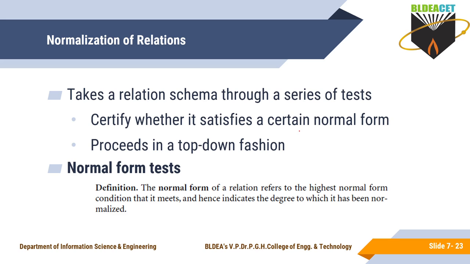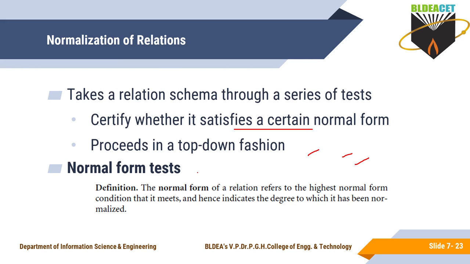As I told earlier, if the first normal form test is satisfied, then you can go for the second normal form. In the second normal form also you perform some tests, and if those are satisfied, then you go for the third normal form. Like that, in normalization you have the different normal forms. Each normal form must satisfy certain conditions before you can move to the next one.